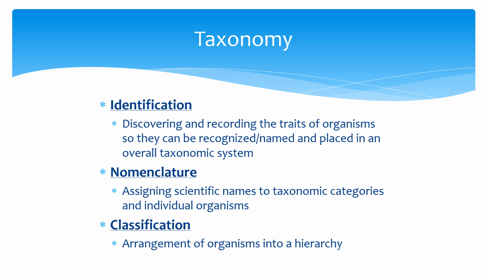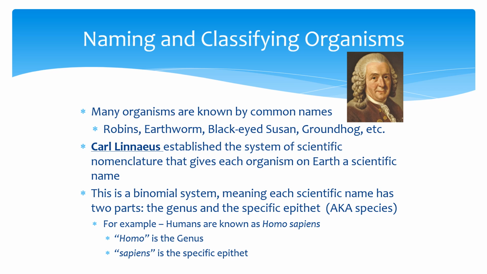And then finally ending with nomenclature, which is going to be assigning a scientific name to our taxonomic categories and individual organisms. So this is going to be sort of the difference between a common name versus that Latin scientific name. Common names are going to be things that we're all pretty familiar with, like a robin or an earthworm, black-eyed Susan, groundhog, and the list goes on.